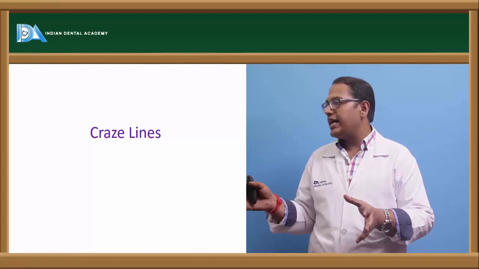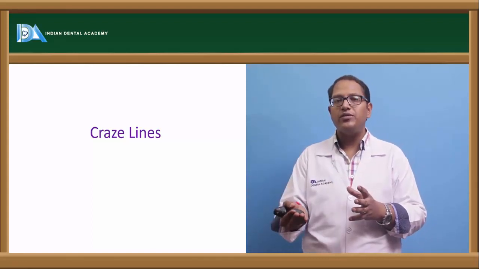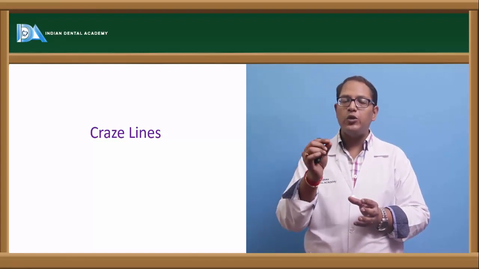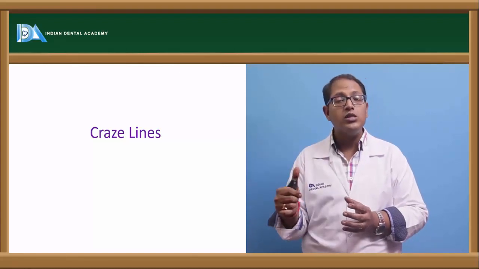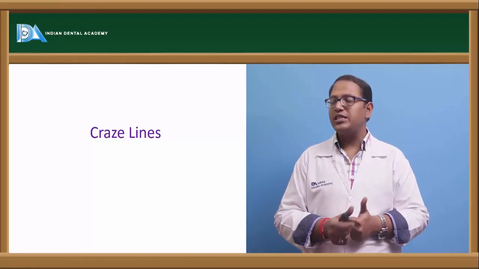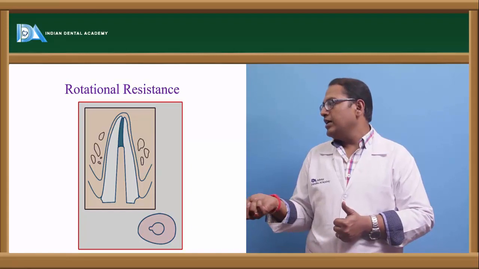So if Kray's lines are present, we cannot go ahead with the post and core preparation. Now Kray's lines, which are micro fractures or cracks, have to be determined, or can also be present because of the post that we are using. If we are using an active post, even that can cause a Kray's line in the dentine.